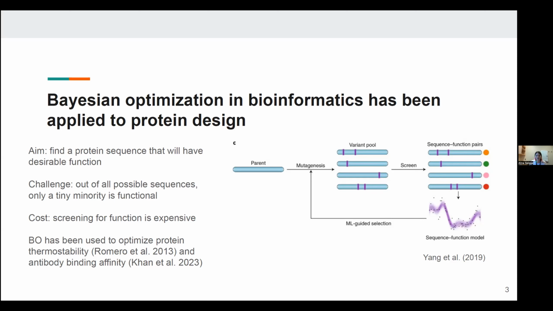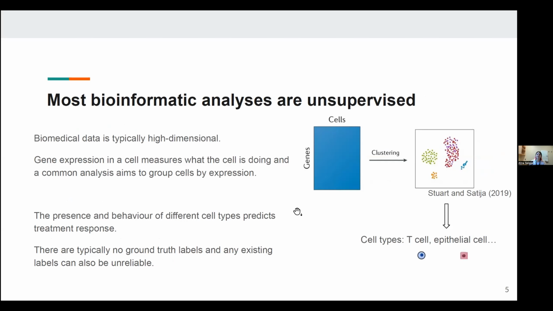And as recently as this year, another paper also used Bayesian optimization with some other bells and whistles to optimize binding affinity of an antibody for its target. These approaches were able to leverage Bayesian optimization because they have access to a black box oracle that they can query to score the candidates they want to evaluate on the function being optimized. However, this is typically not the case in most bioinformatic analyses contexts.